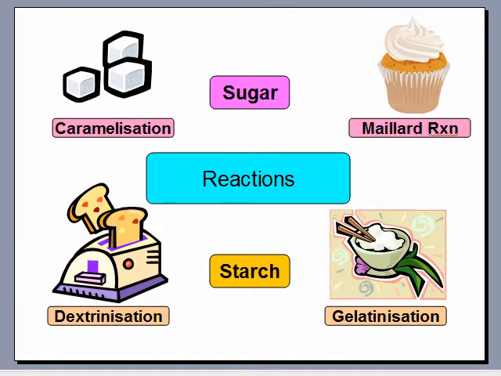Next, we'll be looking at reactions that take place when carbohydrates are heated. For sugar, there are two different types of reactions. There's caramelization and Maillard browning or Maillard reaction.